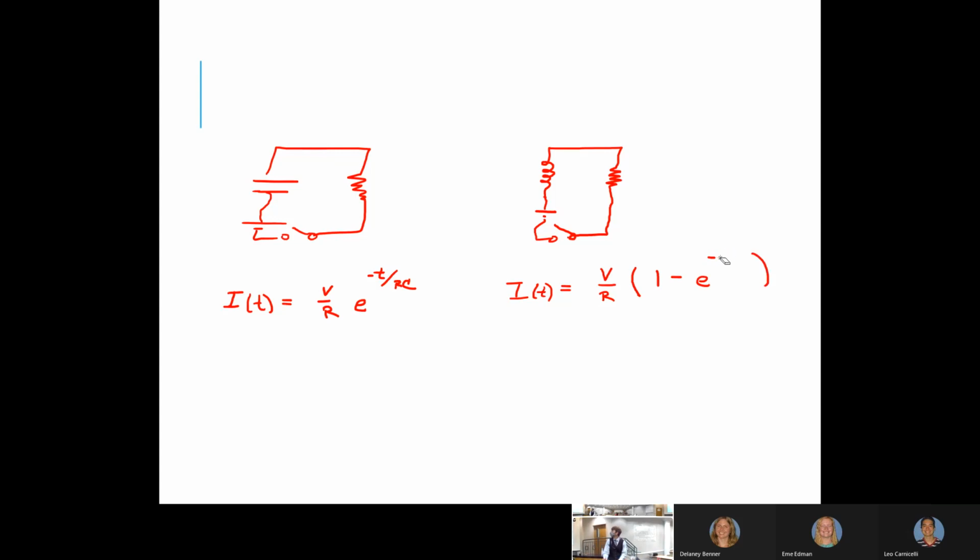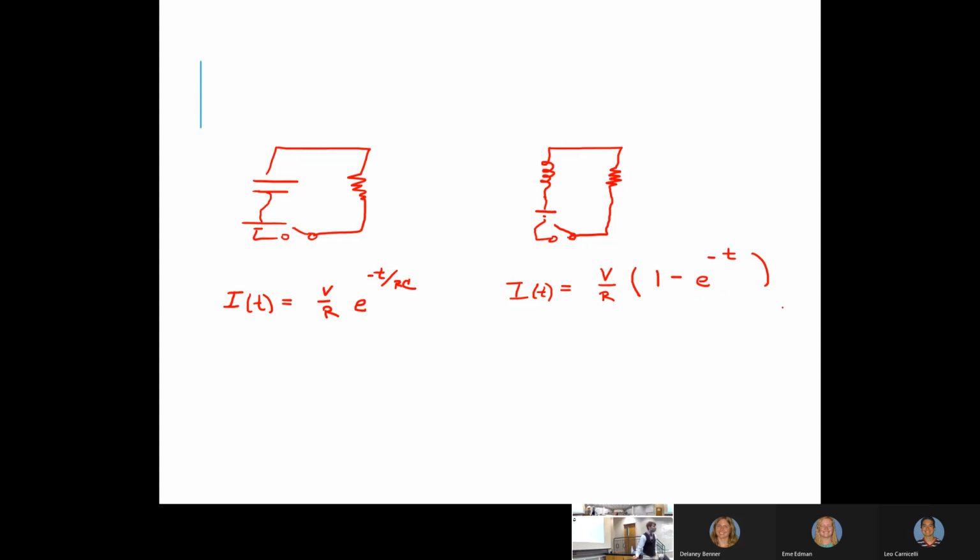I'll put negative t in here. As time goes up, this e to the negative t gets closer to zero. So if I do 1 minus that, at time equals 0, this is equal to 1. 1 minus 1 is 0, and so I have no current flowing. As time goes out to infinity, this drops to 0, I get 1 minus 0, and so I end up at a constant value.